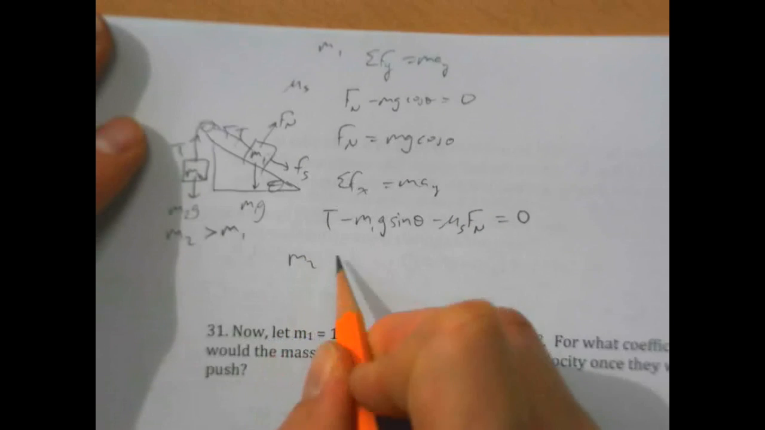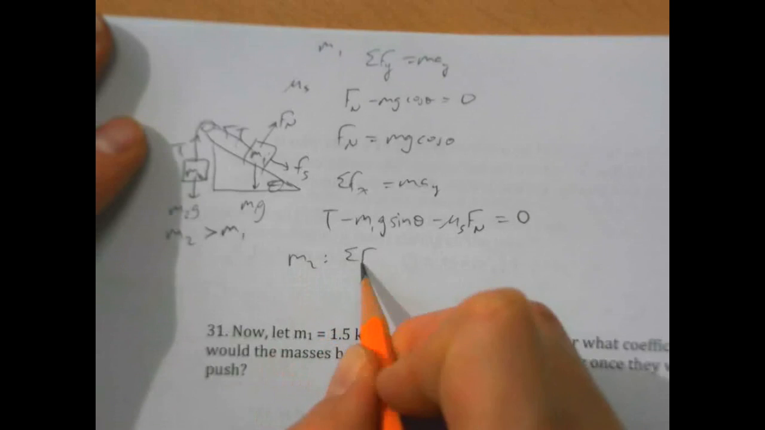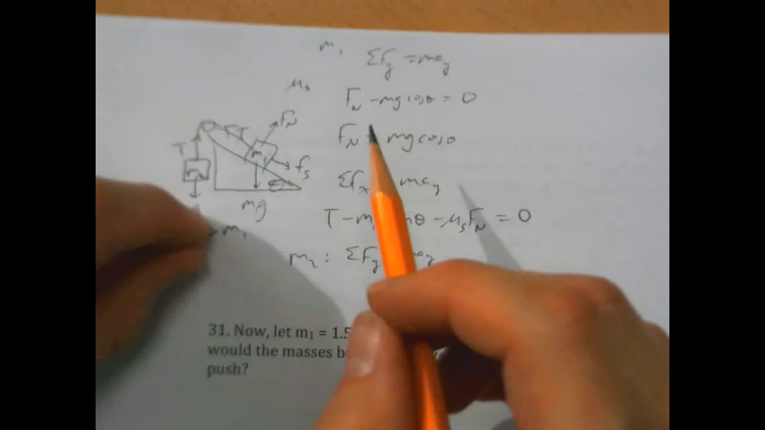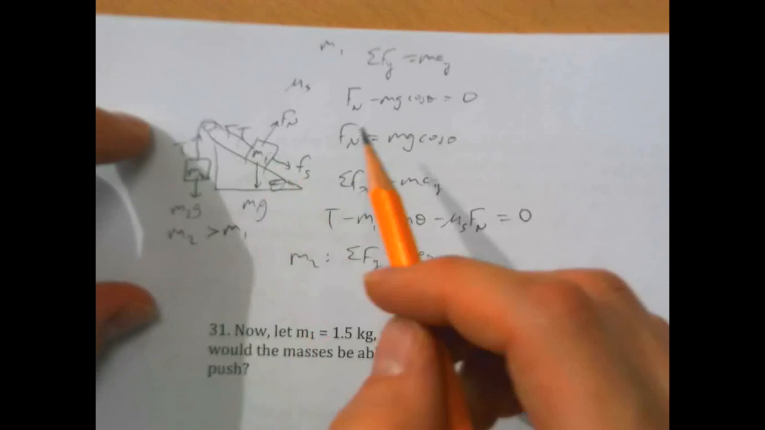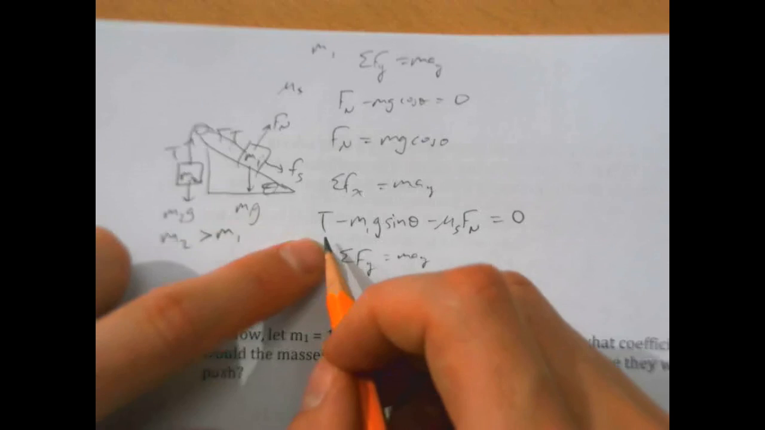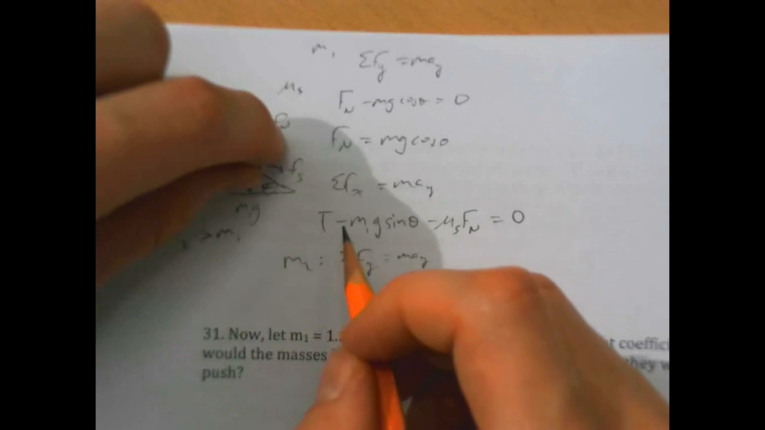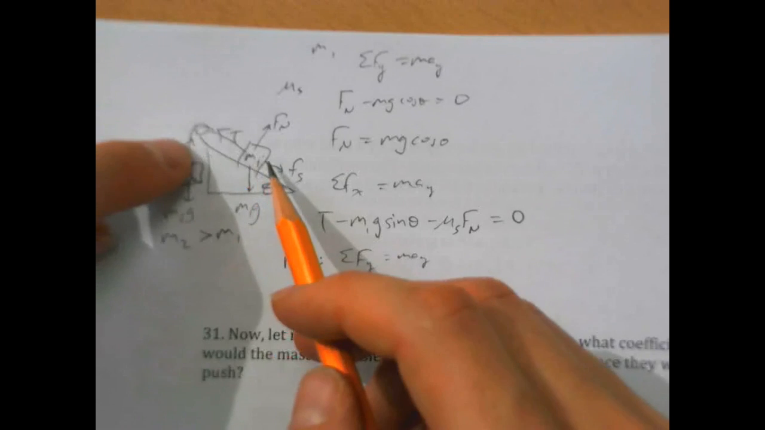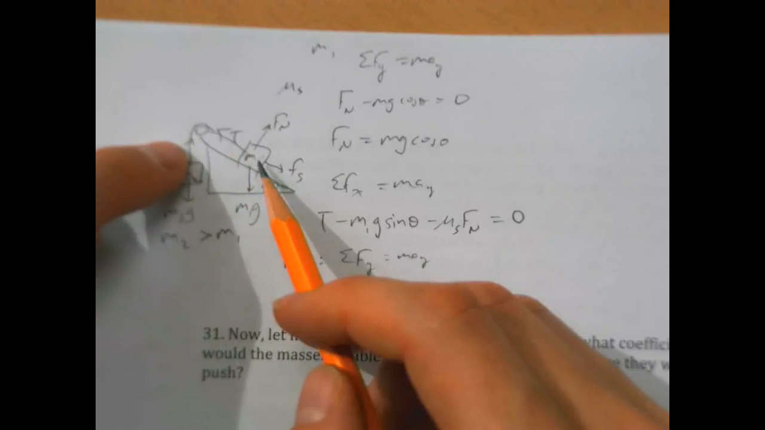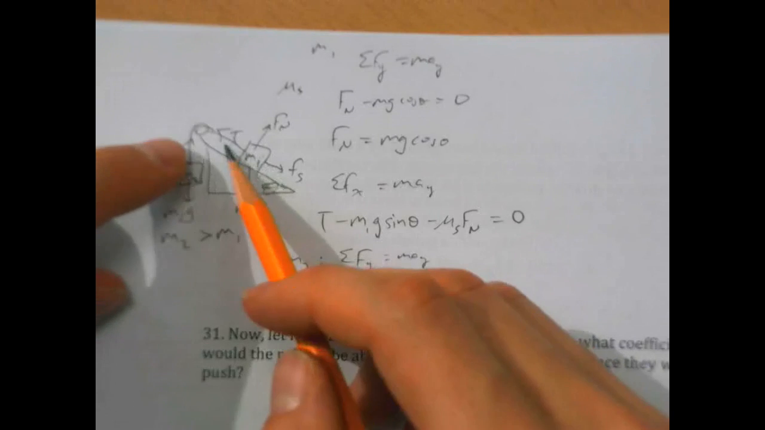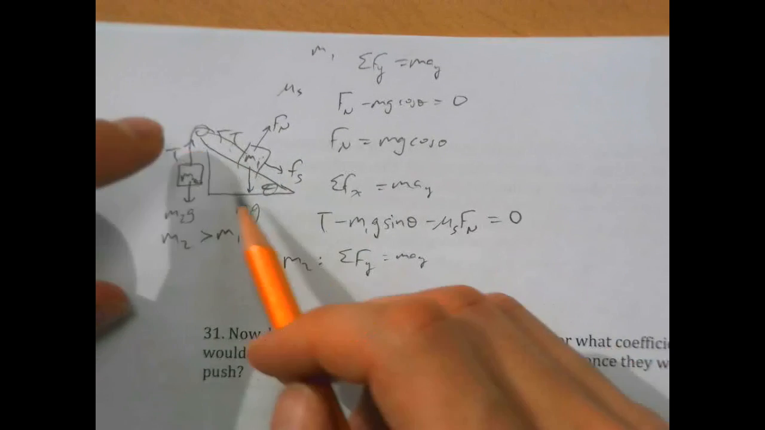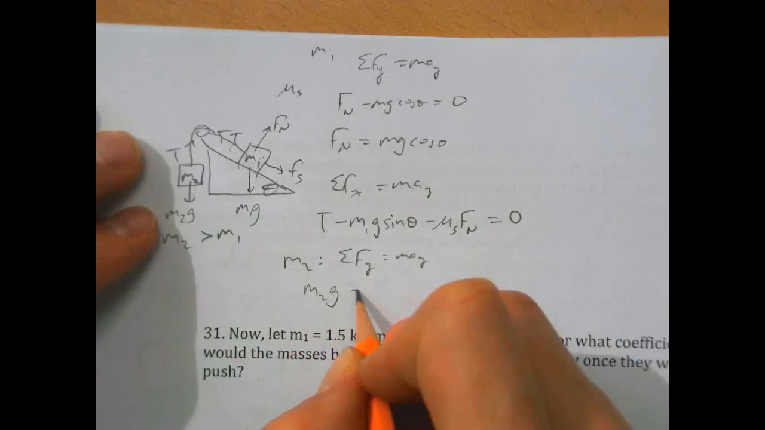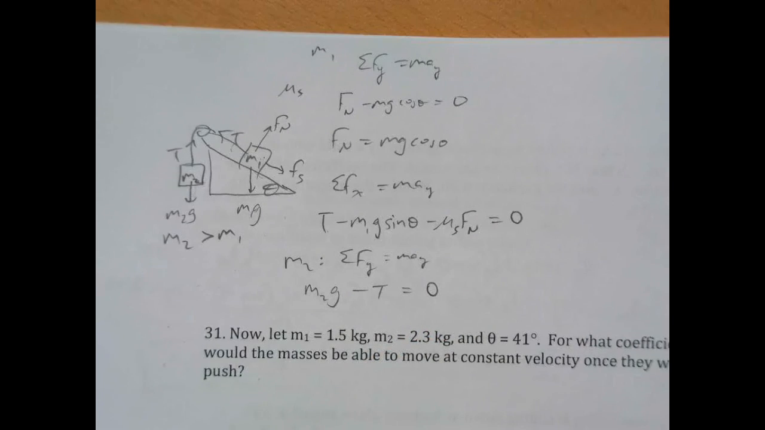For M2, you can write the equation. But the thing is that M2 moving up and down corresponds to M1 moving up and down the ramp. So we need to be careful about this. If we call up the ramp tension positive, then M1 tending to go up the ramp is positive. If M1 goes up the ramp, M2 will go down because they move together. So if we call this tension positive, then down needs to be positive for M2. So for M2, we have M2 g minus tension equals 0.